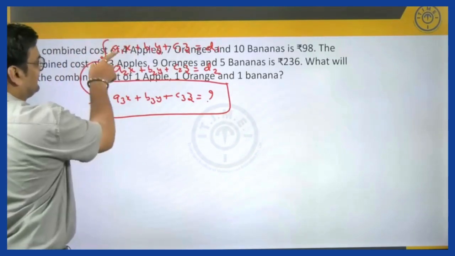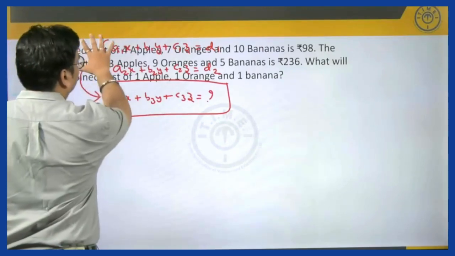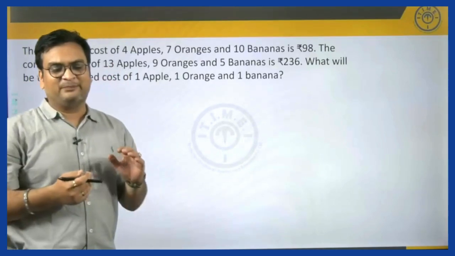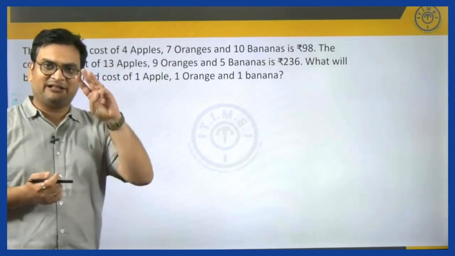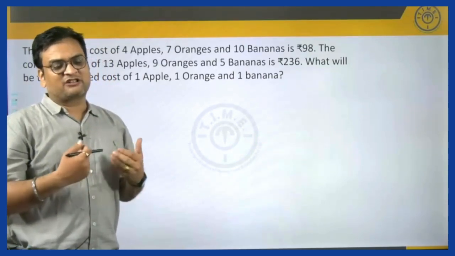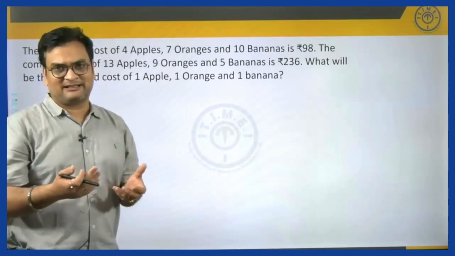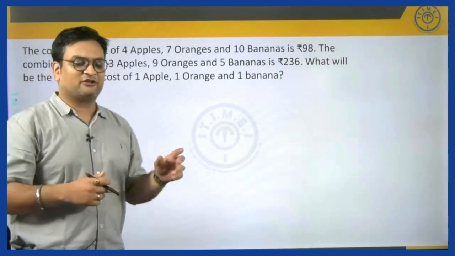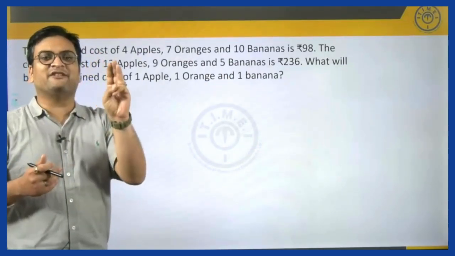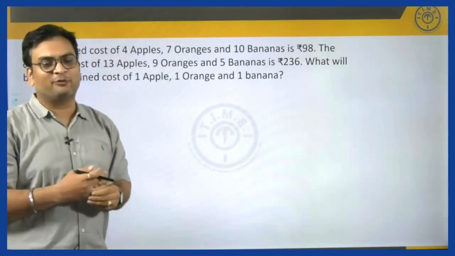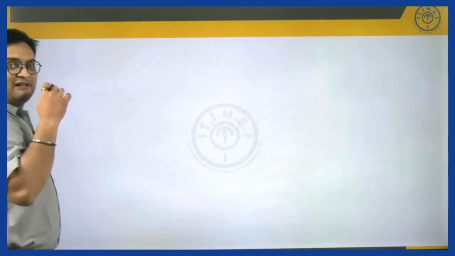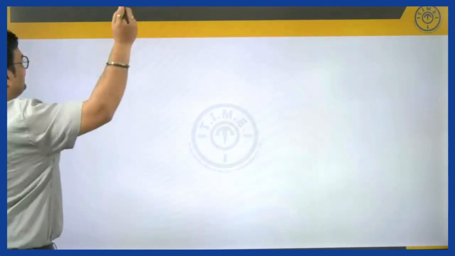If you read it, it says the combined cost of 4 apples, 7 oranges and 10 bananas, three variables, apples, oranges, bananas, is 98. The combined cost of 13 apples, 9 oranges, 5 bananas is 236. What will be the combined cost of 1 apple, 1 orange and 1 banana? So he's given you two equations in three variables and then he's asking you to find a combination of the three variables. That is what essentially it is. Now how do we tackle that kind of problem? Let's take an example for that.